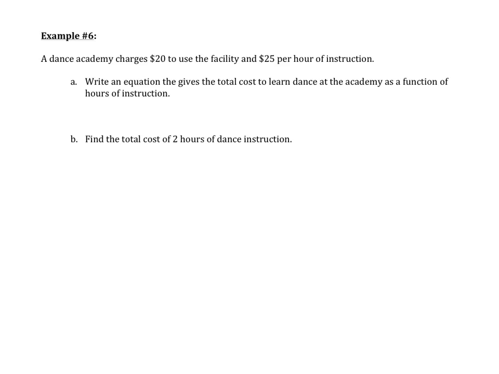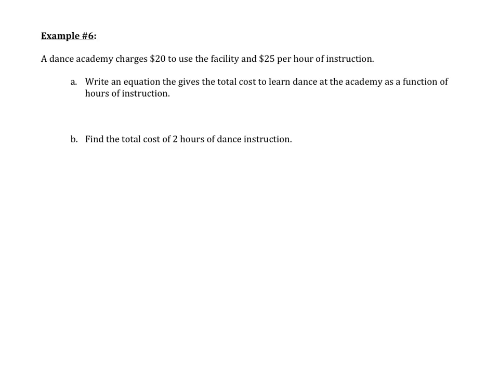So let's put all of that to use. Example number 6, a dance academy charges $20 to use the facility and $25 per hour of instruction. Part A says write an equation that gives the total cost to learn dance at the academy as a function of the hours of instruction.